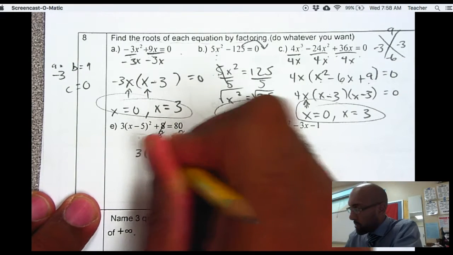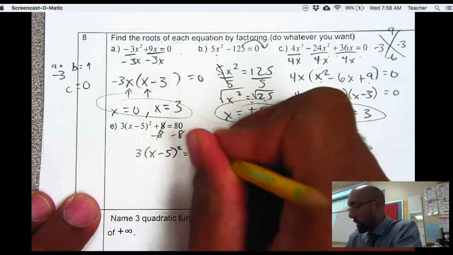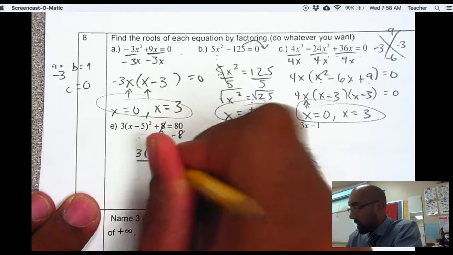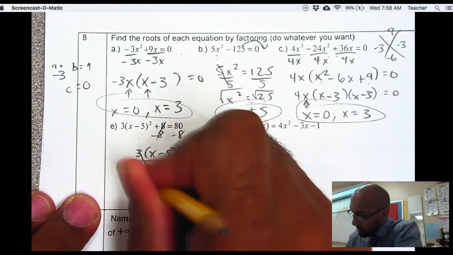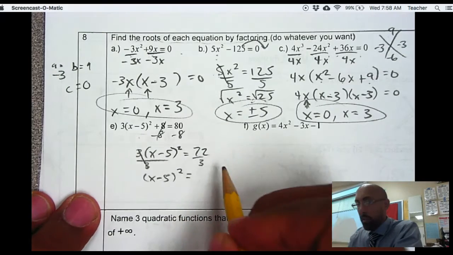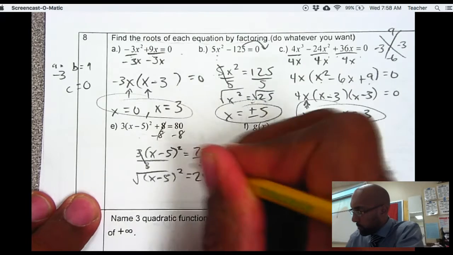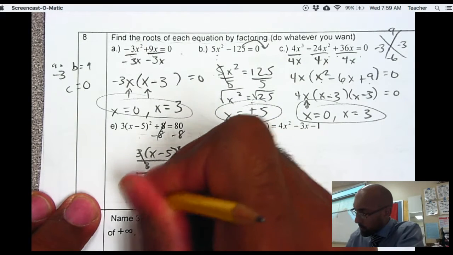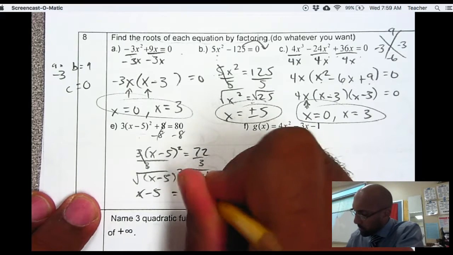But in order to do square root, I need to get these parentheses by themselves. So that would be 72. Then I got to get rid of that 3, so divide by 3. So now (x - 5)² equals, and that divided by 3 is 24. And now I want a square root. So x - 5 equals, remember, plus or minus √24.